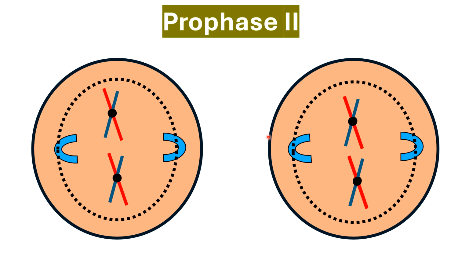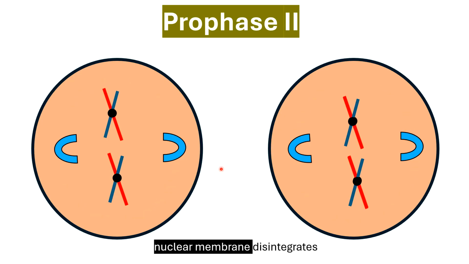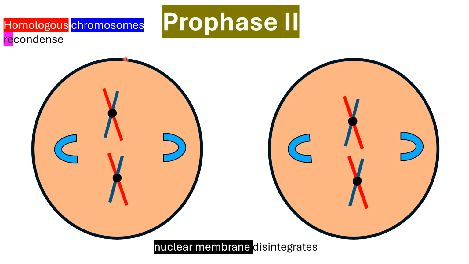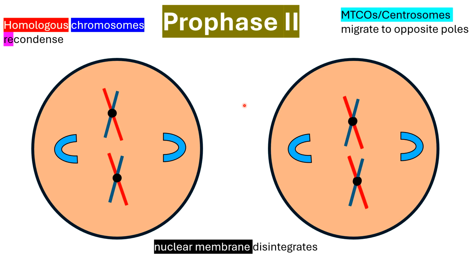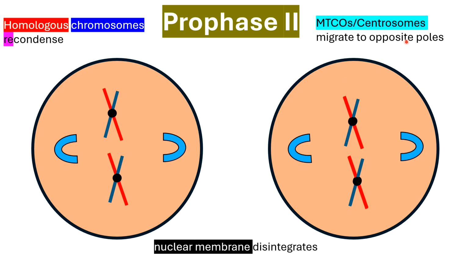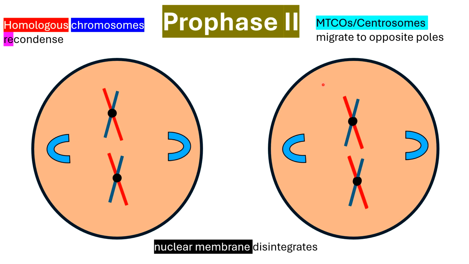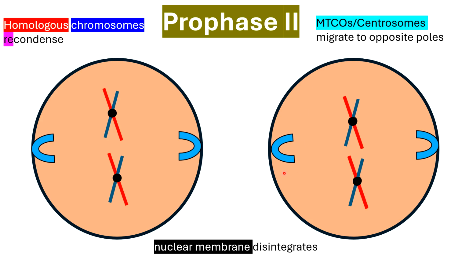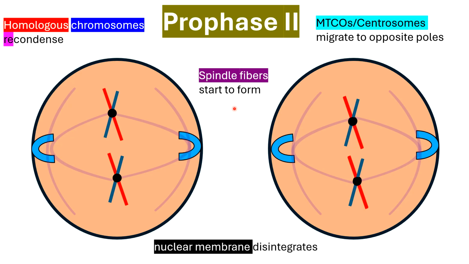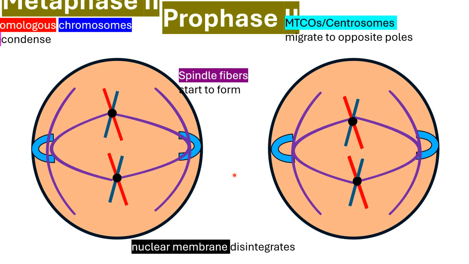Prophase 2. Okay, so we're starting with meiosis 2. What's going to happen? The nuclear membrane disintegrates in both cells. The homologous chromosomes recondense. Again, I couldn't show an animation for this. I'm sorry about that. Just remember that. And MTOCs migrate to opposite poles, as you've just seen right now. Spindle fibers start to form. Okay, not fully. They fully form by metaphase 2.